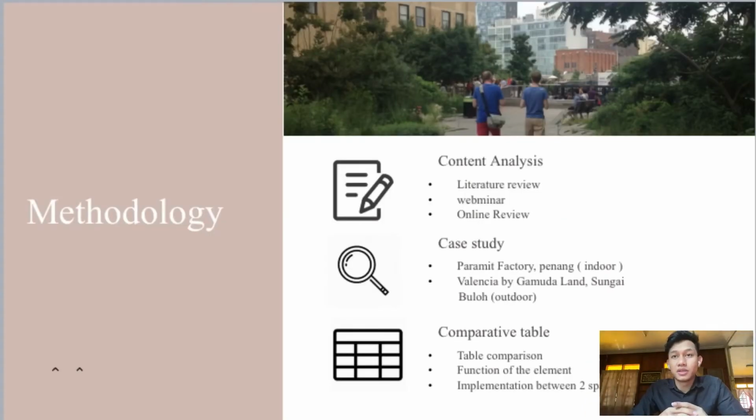Next is methodology. I used content analysis such as literature review, webinar, and online review. Next is case study, which is at Paramit Factory, Penang for indoor spaces, and Valencia by Gamuda Land at Sungai Buloh for outdoor spaces. Lastly is a comparative table. This table is used to compare the benefit between the indoor and outdoor spaces and the implementation of biophilia in both spaces.